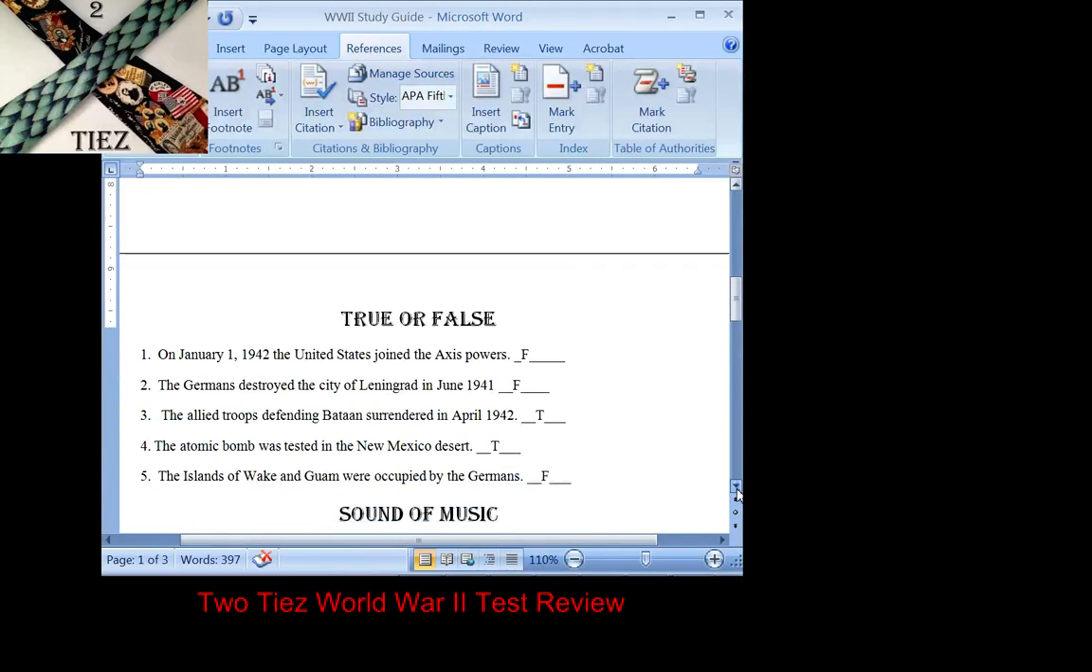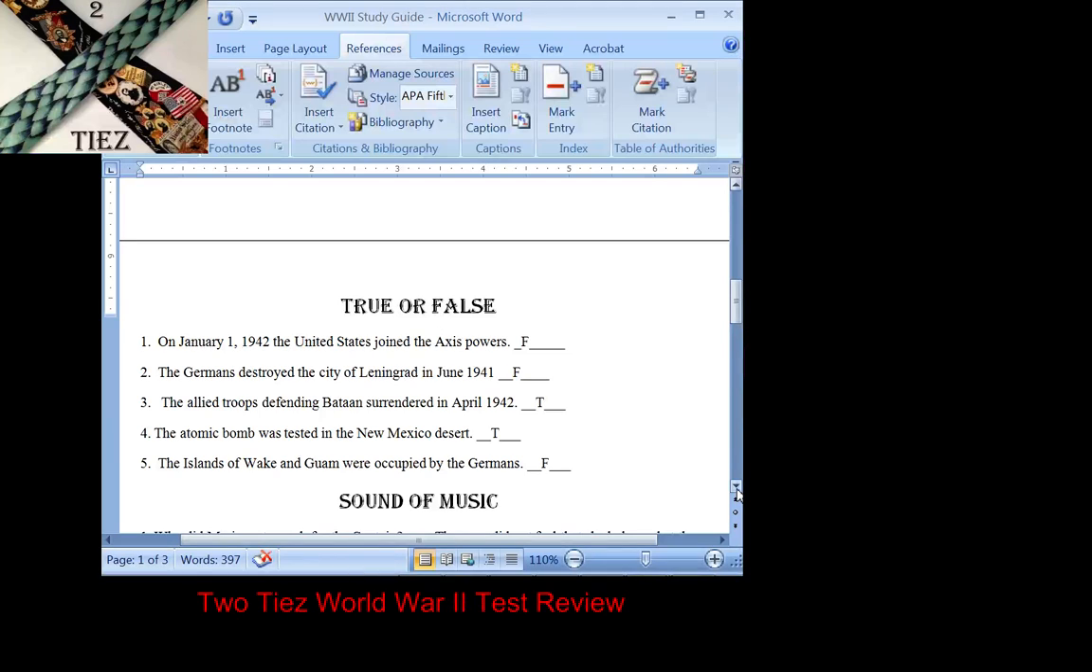Now we will have a short section on true or false. Once again, I will mix up these questions, so don't just memorize false, false, true, true, false. Because most likely when you get this test, those will not be the answers. So you will have to know what they are.